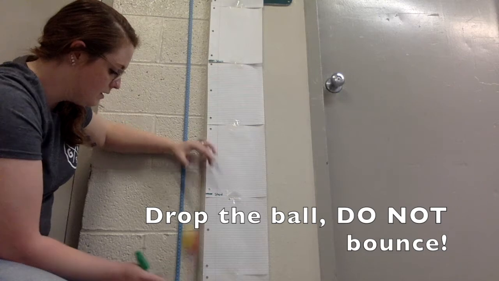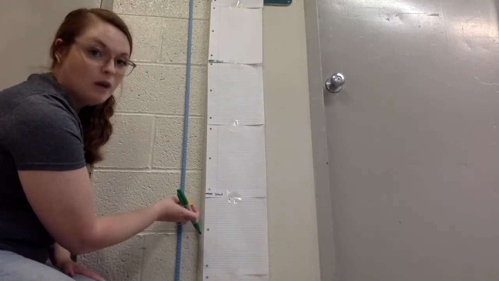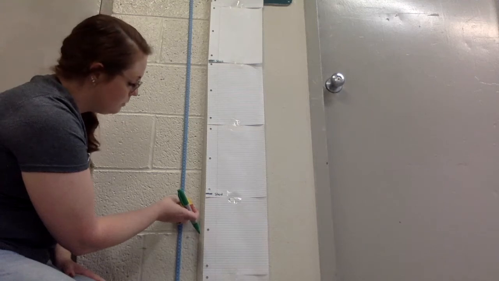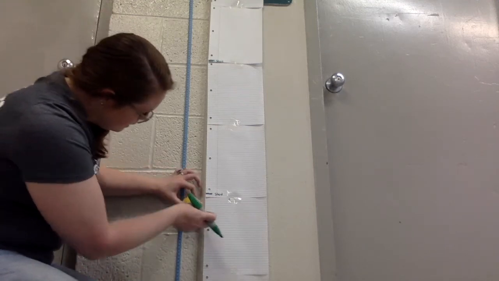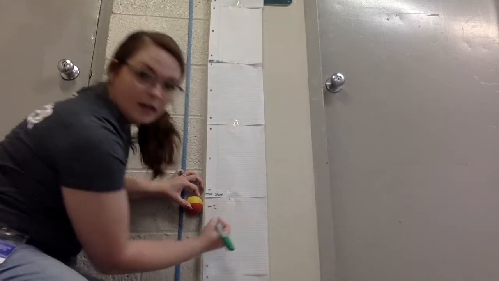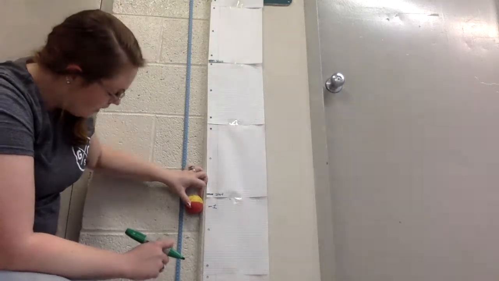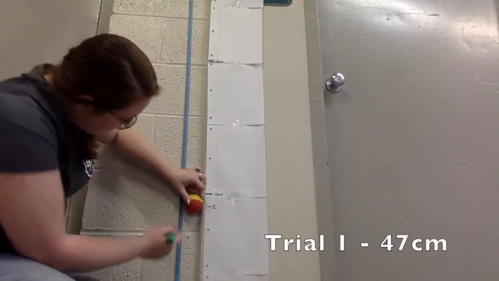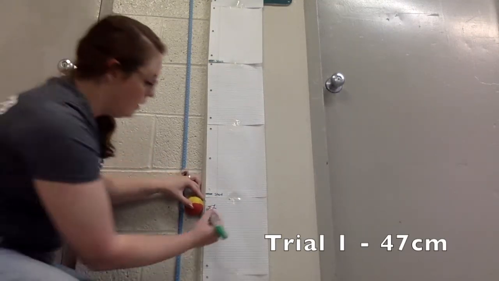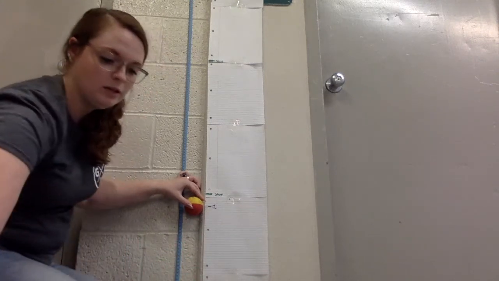I'm going to drop it, and I'm going to see how high it bounced. So I did not throw it. I just dropped it. So it bounced right here. I'm going to mark the middle of the ball here, and I'm going to put a number 1. So I know that's how high it bounced for trial 1, which is 47 centimeters. So I'm going to go ahead. If I was done, then I could use my ruler.